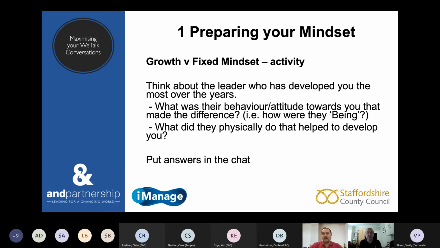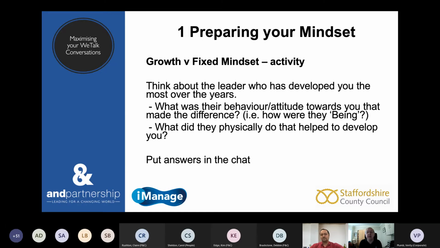Brilliant. Okay, lovely. Thanks, Lee. So you can see from those lots of similarities, lots of common ground in terms of what leaders have done to develop you all. And the fact is that we know, because it's happened to us, we know what the best behaviors are to develop us. So what we need to do is just think about how would we like to be developed, and then bring that into our conversations with our team.